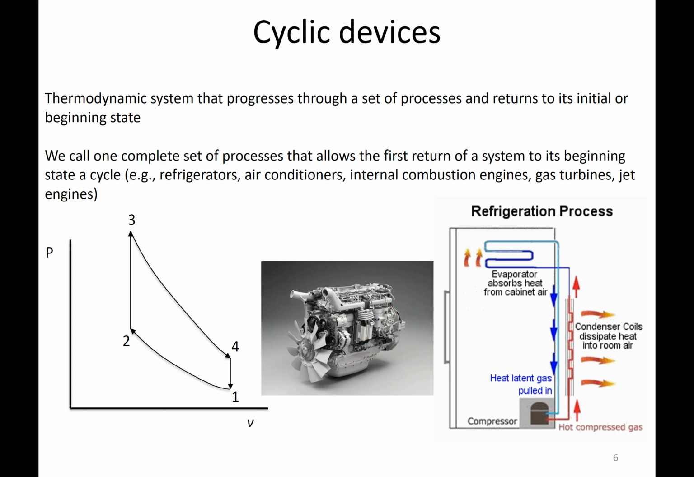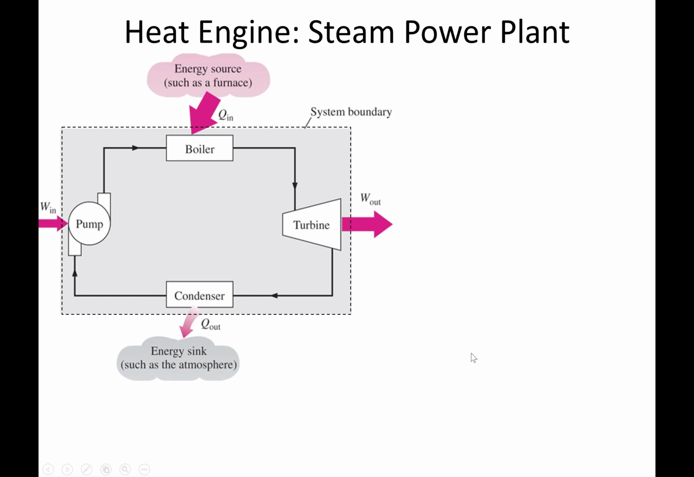Cyclic devices. Basically, it's a system that goes through a series of processes. So if we look in the bottom left here, it goes from 1 to 2, 2 to 3, 3 to 4, and then from 4 to 1. It completes a cycle. This is what we call an Otto cycle or a diesel cycle. Here's the refrigeration process. It has different processes involved in here.